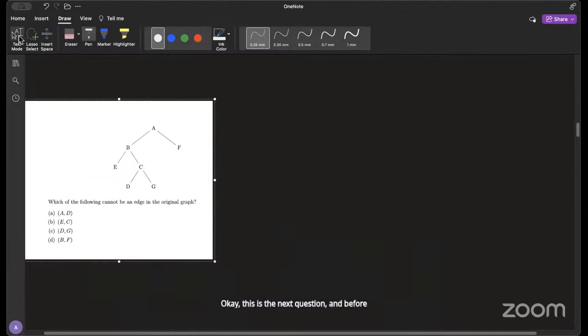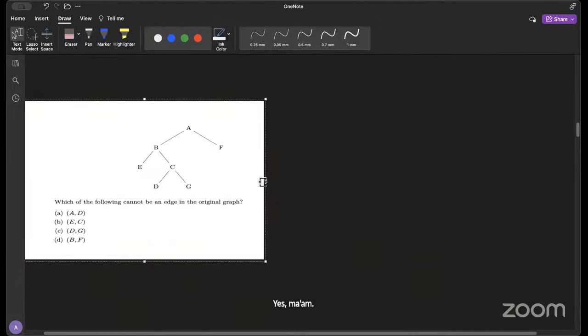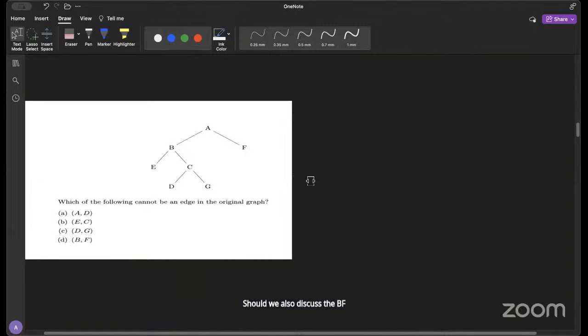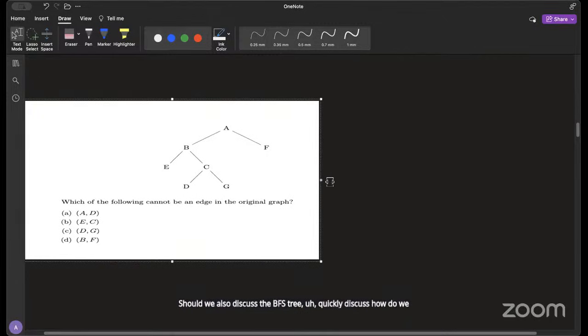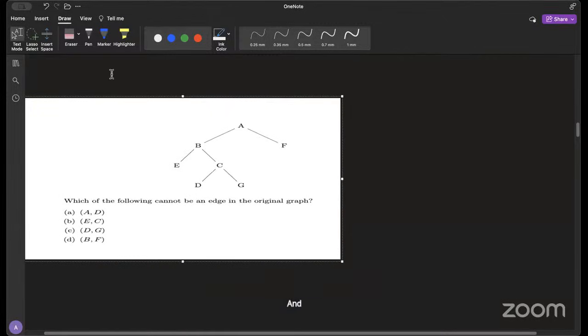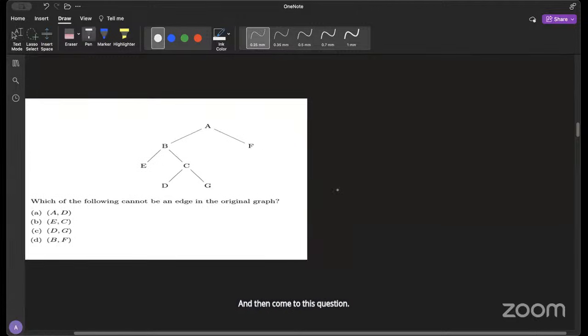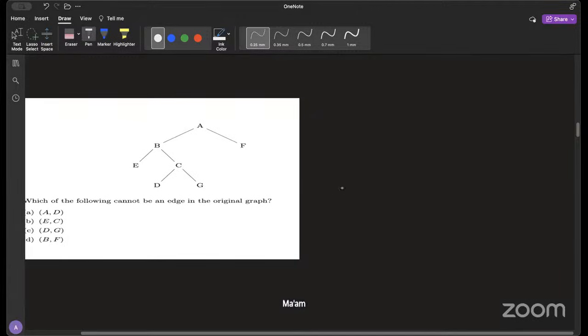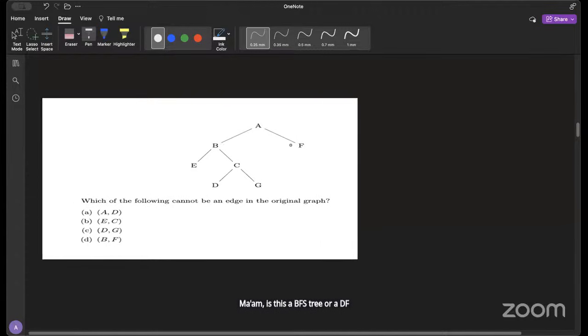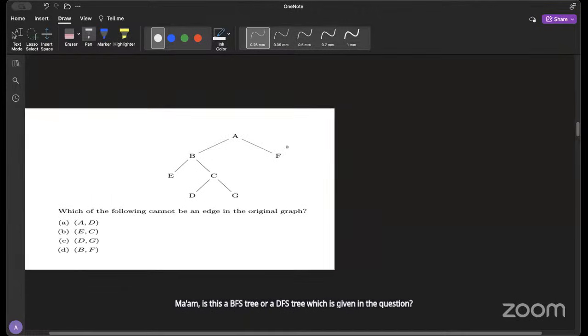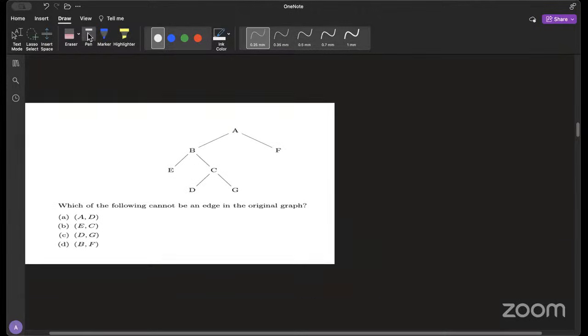And before discussing this question, should we also discuss the BFS tree? Quickly discuss how we make a BFS tree and a DFS tree, and then come to this question. Yes, ma'am, we can. Is this a BFS tree or a DFS tree which is given in the question? This is BFS.